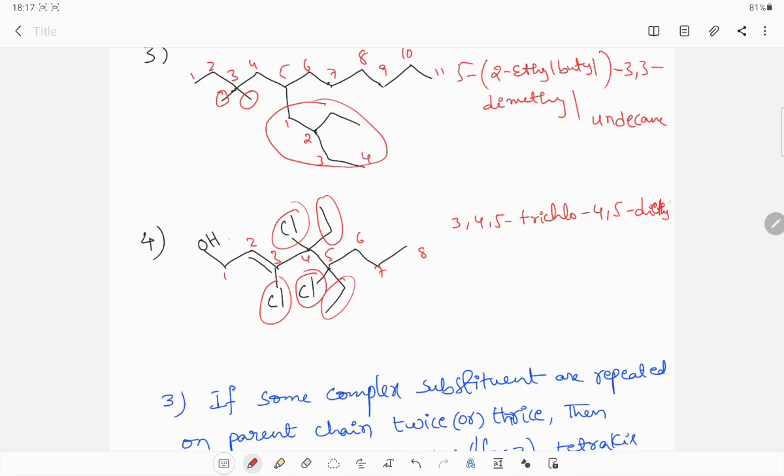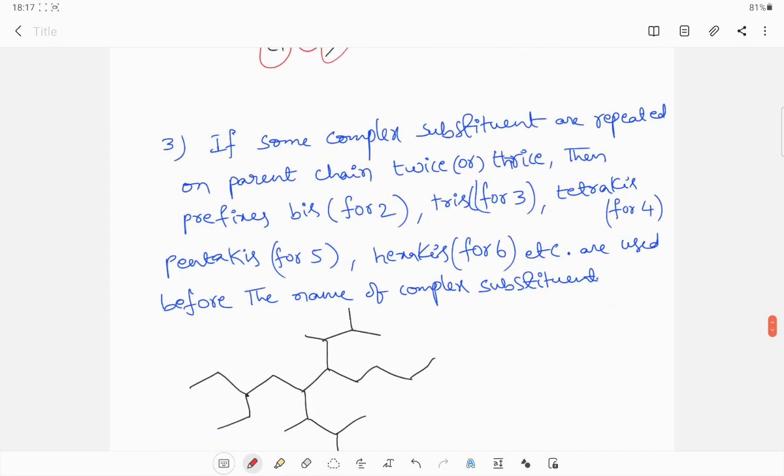Diethyl, and 8 carbons are there. Oct, octa. Second position double bond is there. Octene, and 1-ol. Oct-2-ene and 1-ol. This is the name. Now come to the next one.